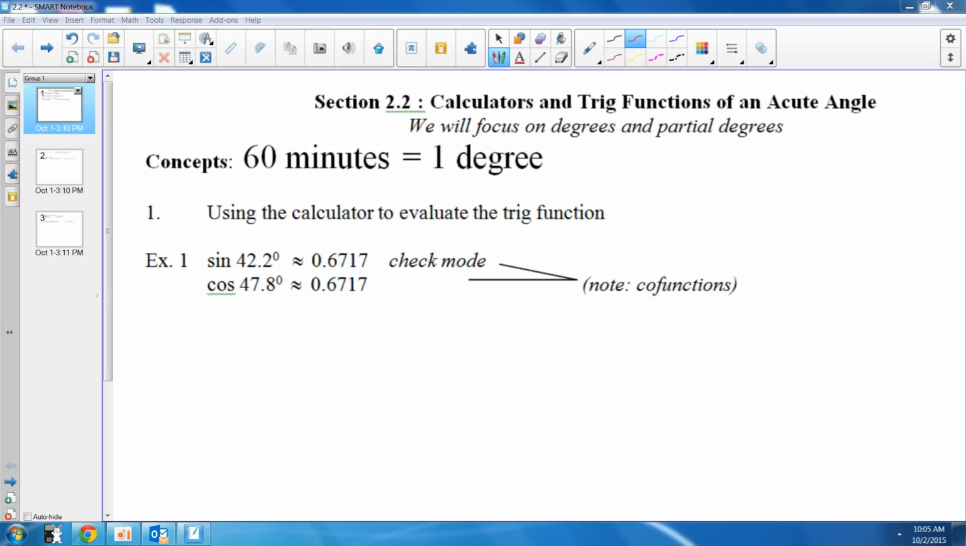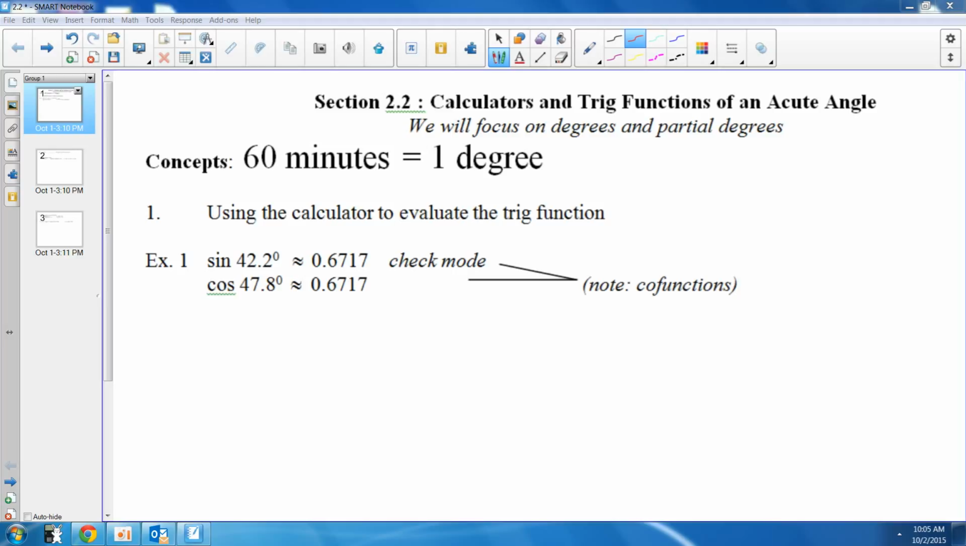We're going to be looking at using your calculator and doing trig functions and inverse trig functions as well today. And also converting between degrees and minutes and degrees. So you're going to need your calculator and a couple of main points up in front.